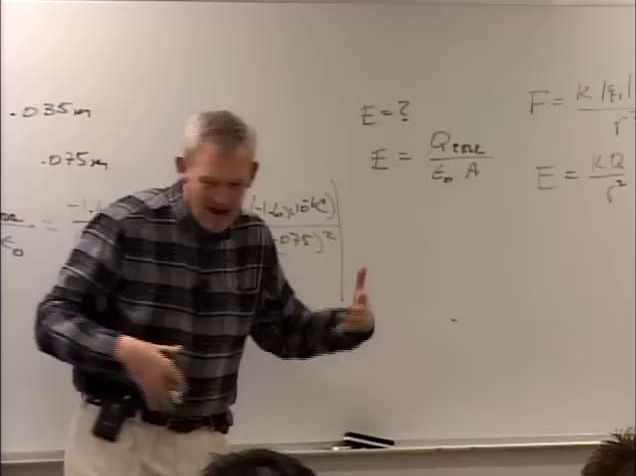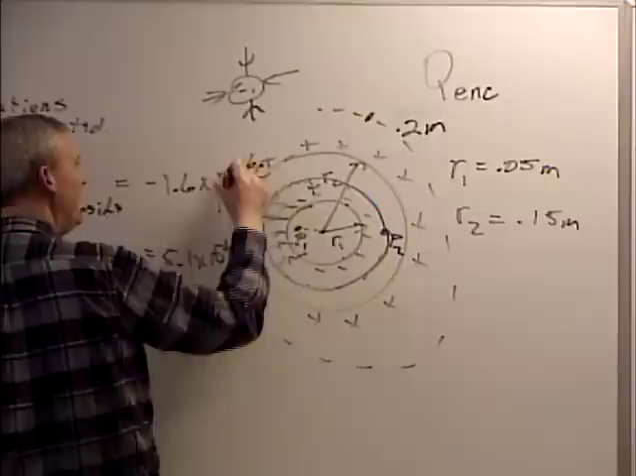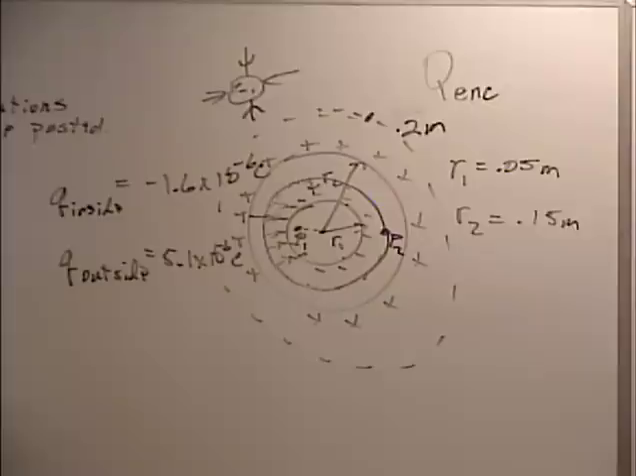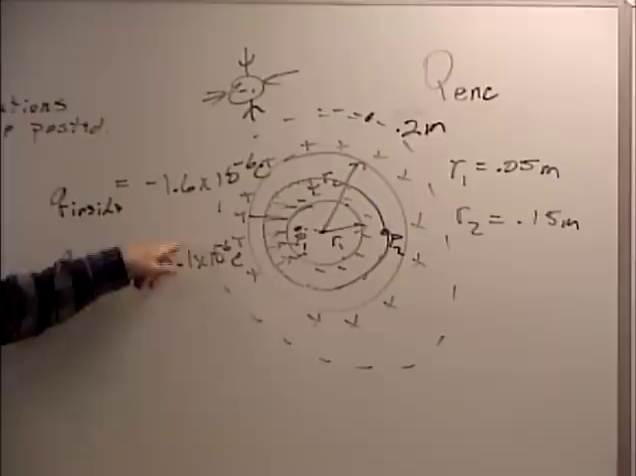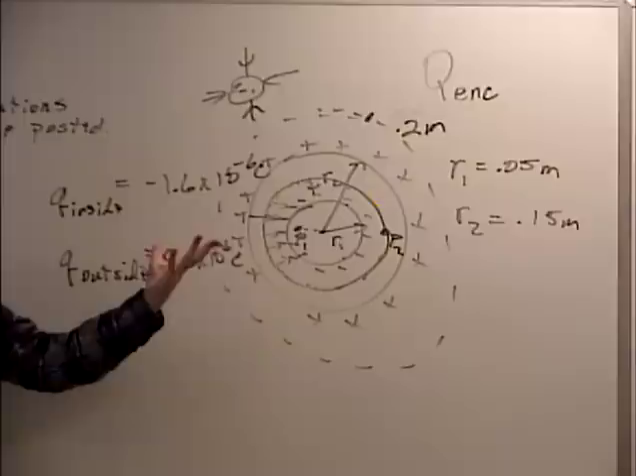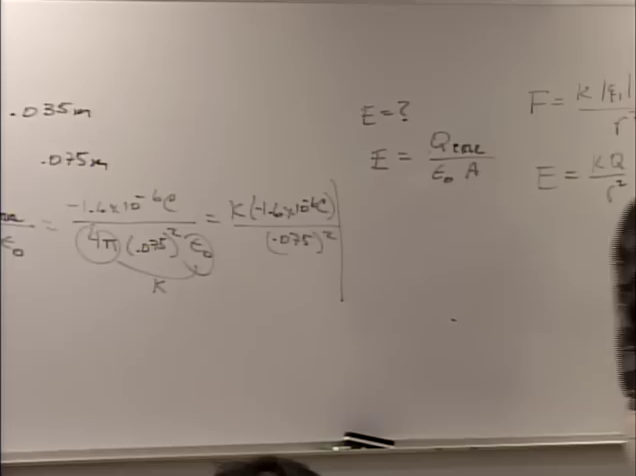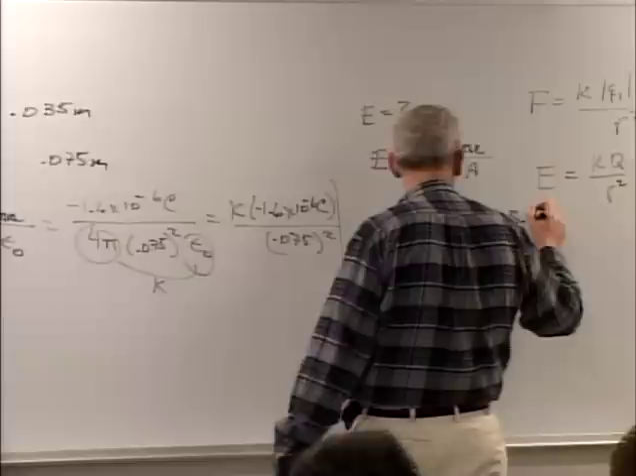Now, for this one, let's draw a Gaussian surface around it. What's the Q enclosed out here? Somebody else added to it. Minus the Q inside, exactly. In other words, it's 5.1 plus negative 1.6. You take the total charge. So you have 5.1 plus the negative 1.6, and what do you wind up with? Positive 3.5, I think, times 10 to the negative 6. So the Q enclosed here is equal to positive 3.5 times 10 to the negative 6 coulombs.